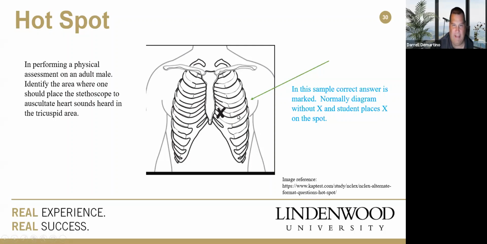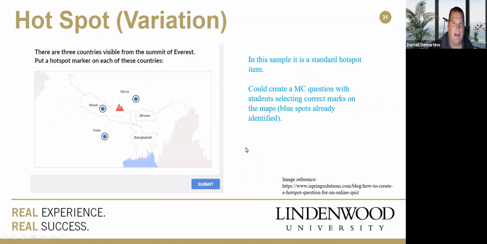All right. So right now the correct answer is marked, but the candidate would actually have a free diagram of the lungs themselves and the ribs. And they would have to check where they felt that was assessed. Here is a hotspot variation that I did find from, I think, a K-12 setting. It says 3 countries are visible from the summit of Everest. Put a hotspot mark on each of these countries.